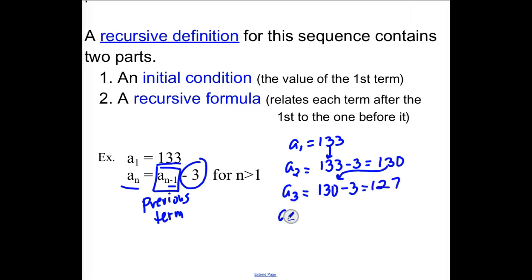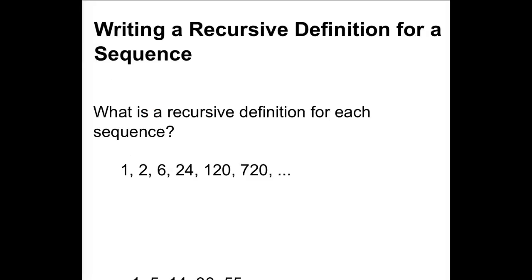Then I'm going to take the previous answer, 127, subtract 3 to get 124. And I could keep generating the list that way. A recursive rule for our example here.